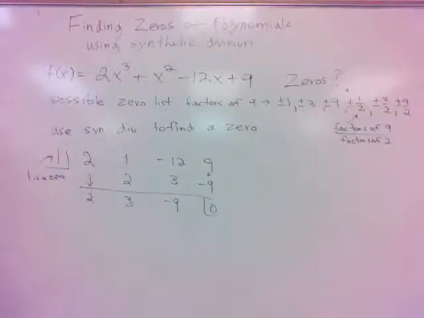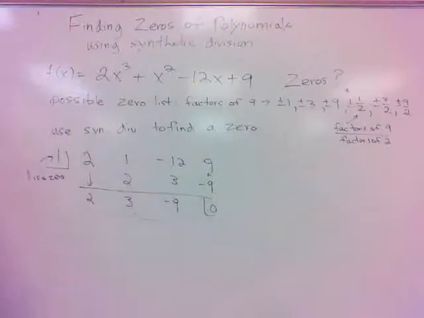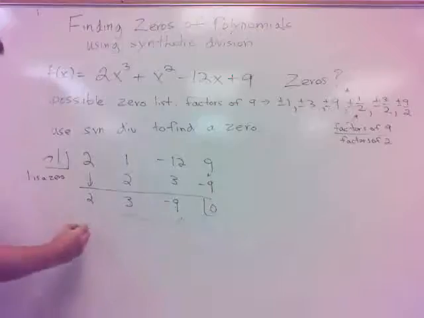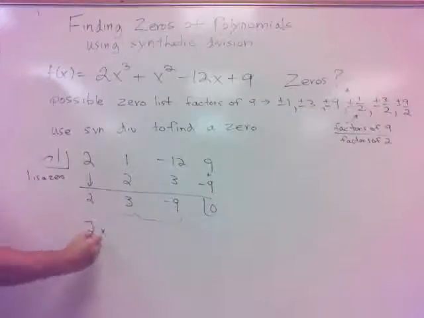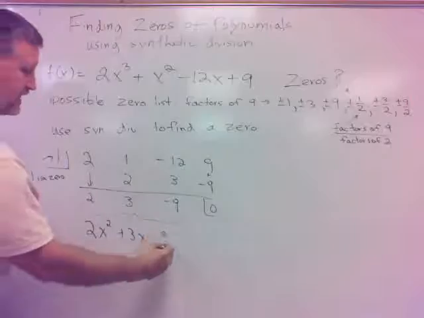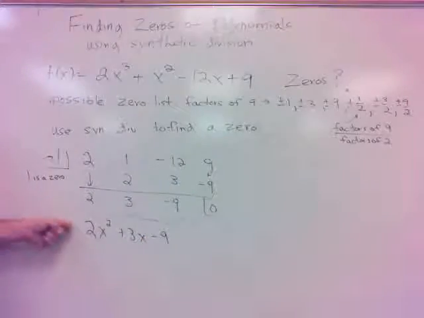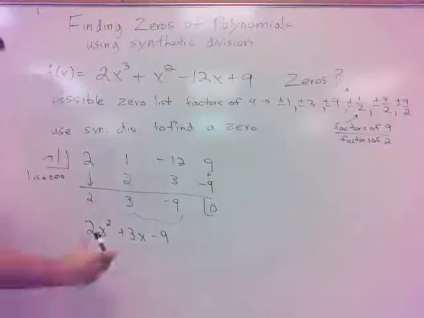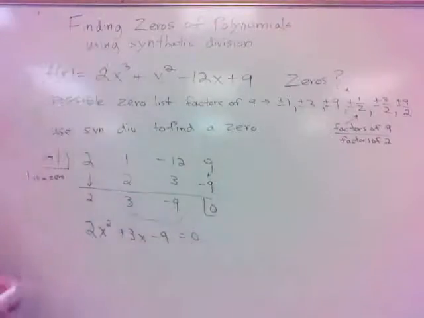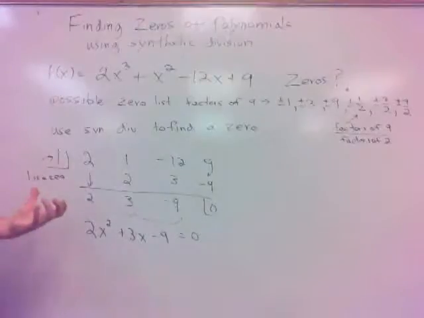How do I get the others? Well, what I can see from the others, what is that now also? It's a factor. So 2 would be 2x squared plus 3x minus 9. I've got a 0 here, but I've also got factors. And as a matter of fact, this is a factor. And so if I set that equal to 0 and factor it some more, that gives me the other zeros.